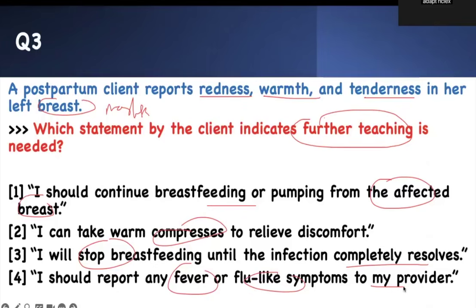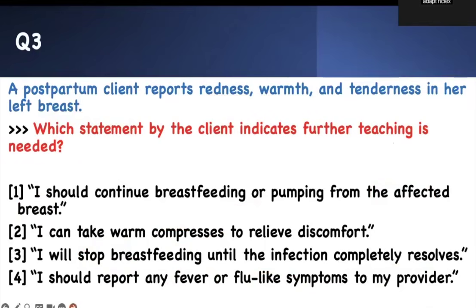Number 1 said, keep on pumping and breastfeeding. You are allowing breast flow. Number 2, using warm compresses will allow breast milk flow. Number 3 said, don't allow it. Stop it completely until the infection goes away. Infections never go away if it's not coming out. And number 4 said, if there are signs of deep infection, fever, flu-like symptoms, I should let my doctor know.